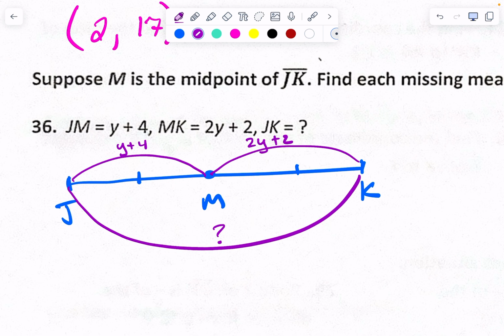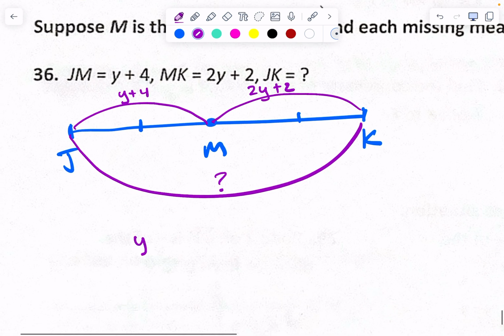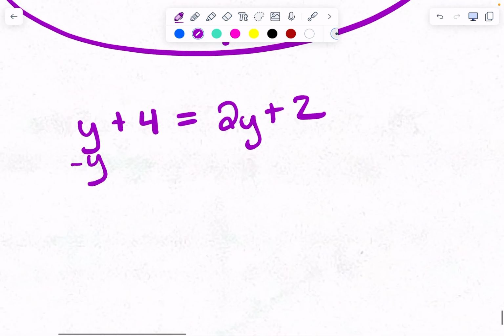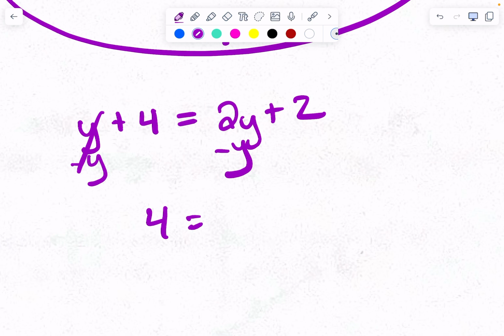All right, what are you going to do? You set both of them equal to each other. Y plus 4 is equal to 2y plus 2. Now, that is not true if they don't tell you it's the midpoint, if you don't know it's exactly in the middle. So let's subtract the y. And then 4 equals, what's 2y minus y? Y. I love it when my algebra 2 kids say that. Because you've subtracted the y, the y's cancel out because you have a y minus a y. So this is y plus 2.